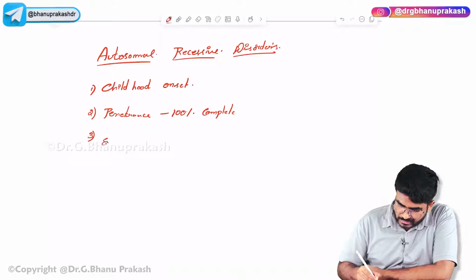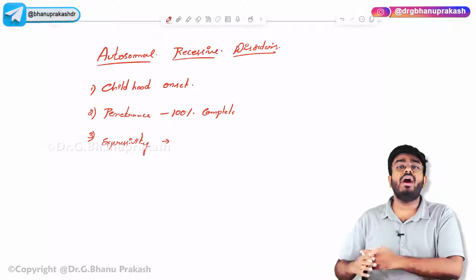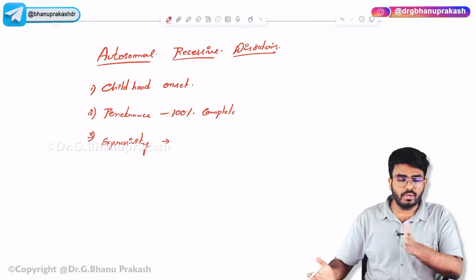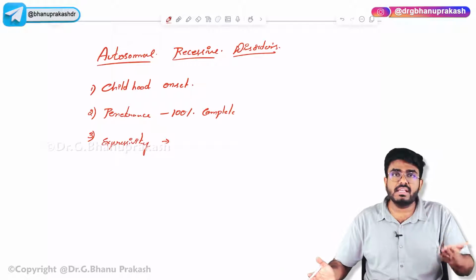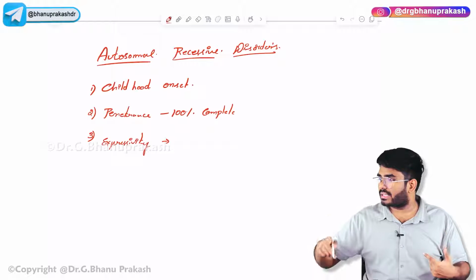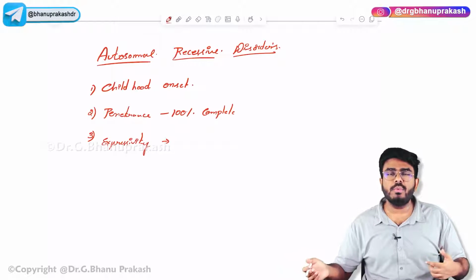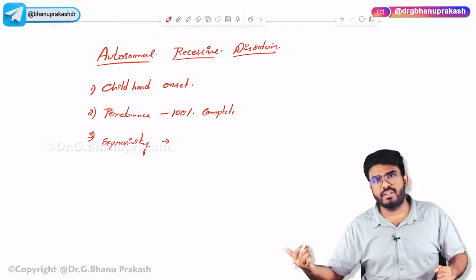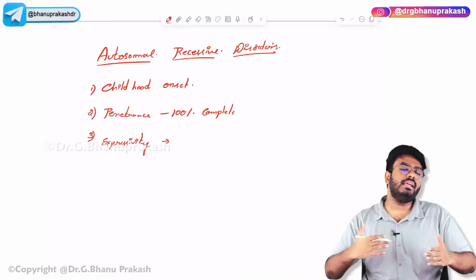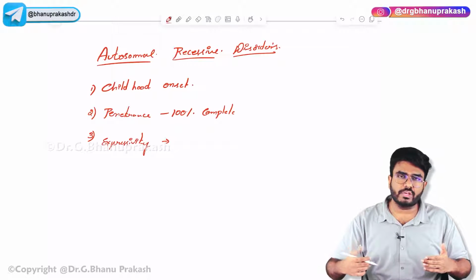What about the expressivity? In autosomal dominant conditions, expressivity is a wide range. Different people with the same disease will express different types of symptoms. If I have Marfan syndrome and another person has Marfan syndrome, my symptoms will be different from his symptoms. My degree of symptoms and his degree of symptoms will be different. Expressivity is going to be different.